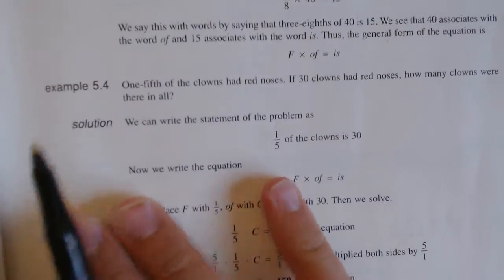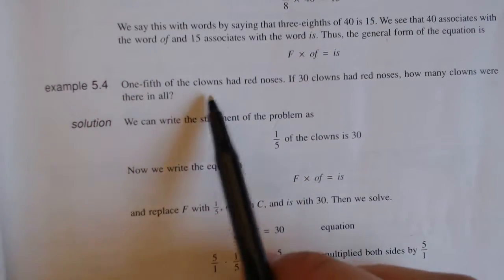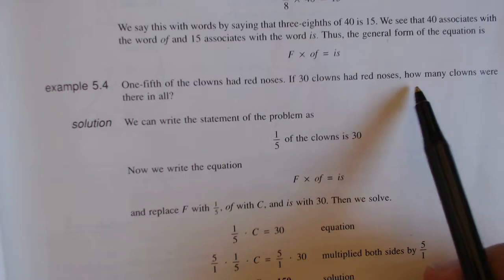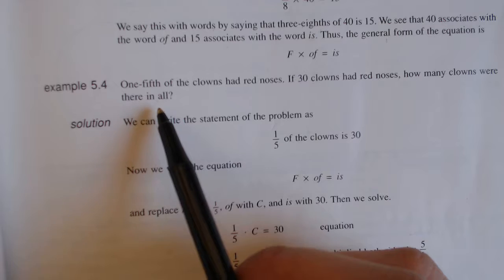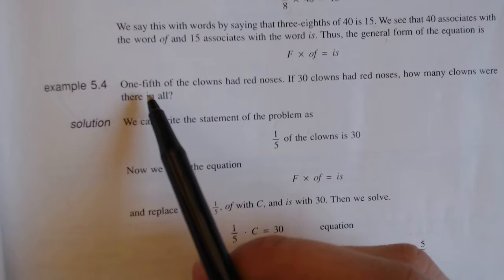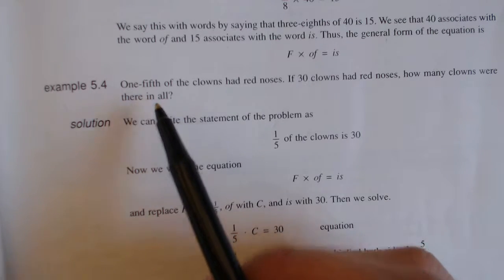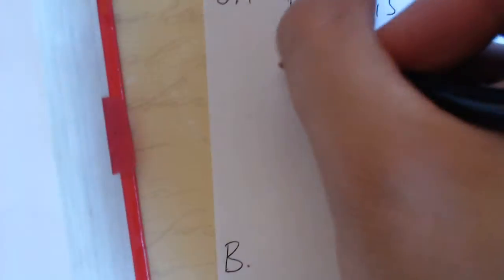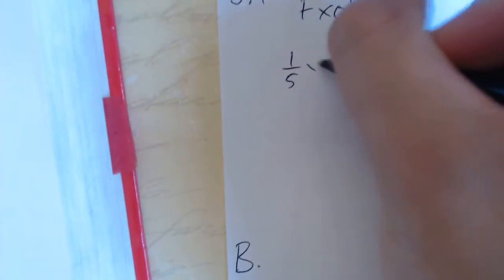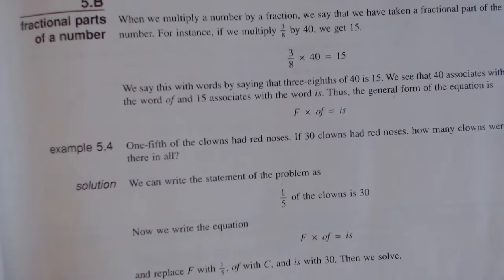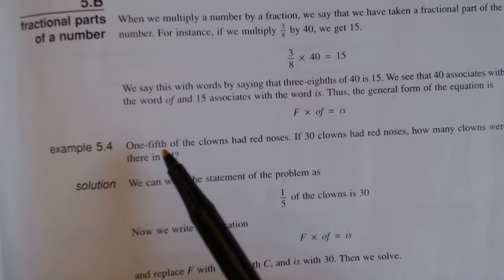So in these problems, you want to look at the fraction you're given. They say 1/5 of the clowns had red noses. And then they ask how many clowns were there in all. So what I can do here is fill this equation in, and the fraction is going to be 1/5. 1/5 times of is going to equal is. Now the is is going to be the number of clowns that fulfill that fraction.